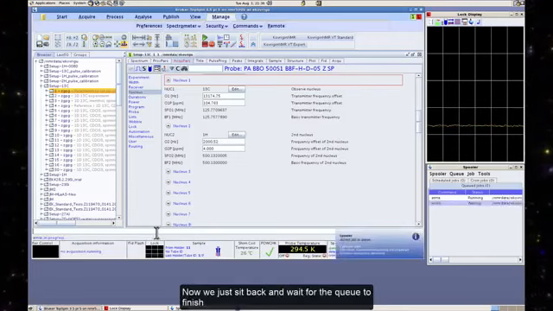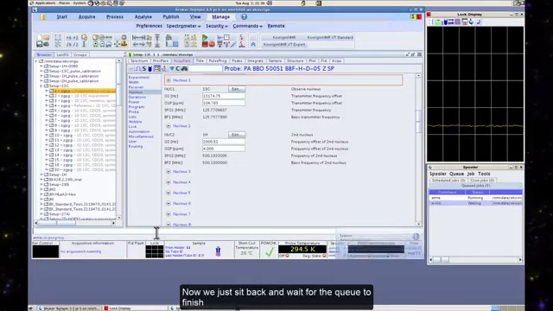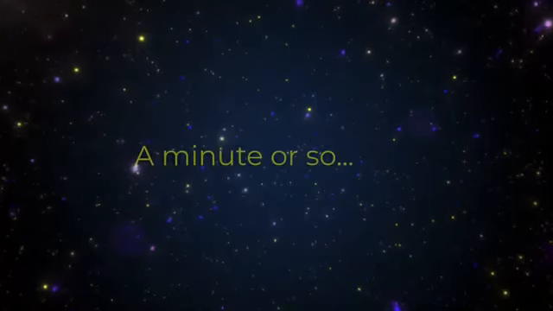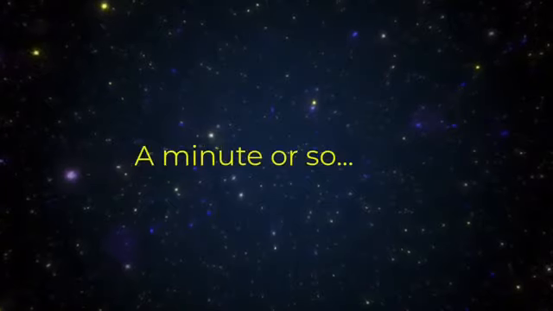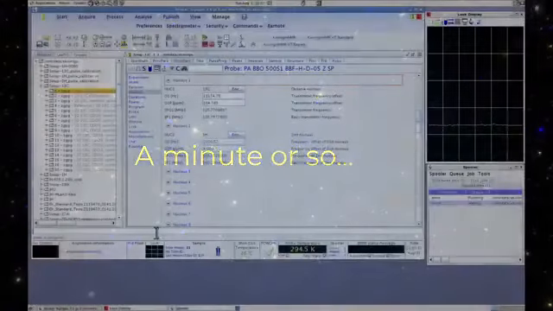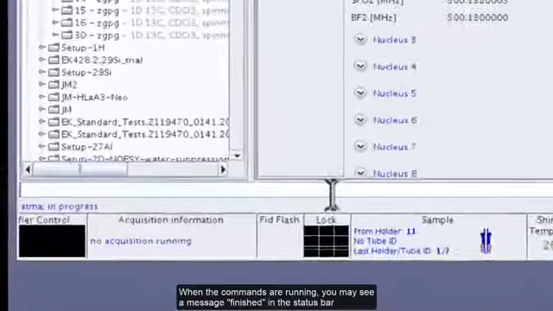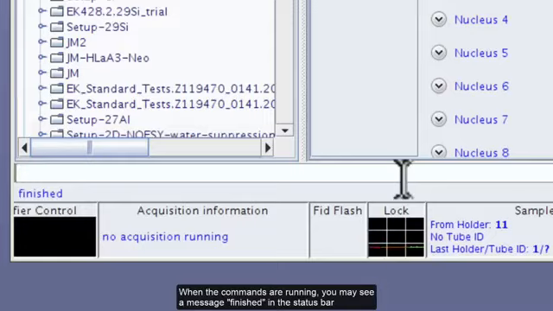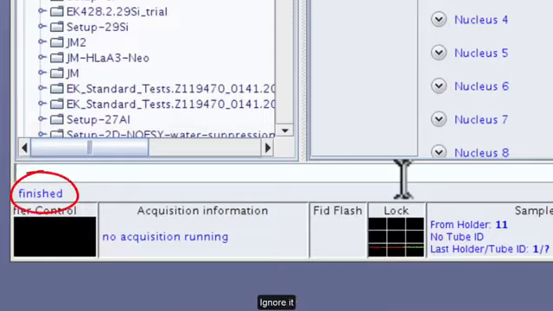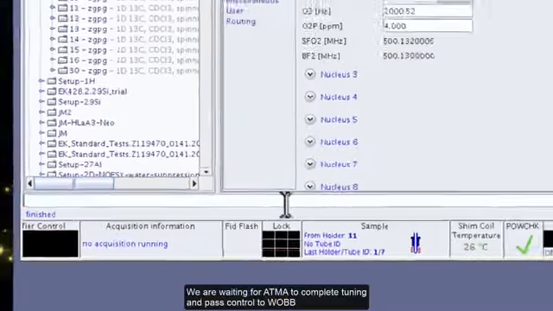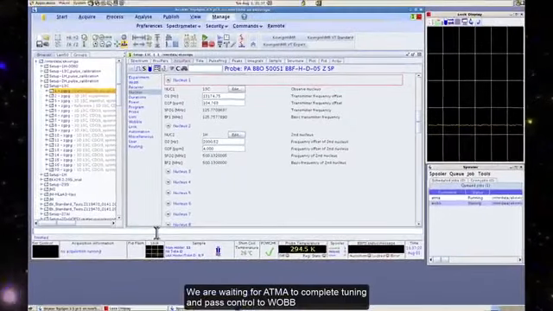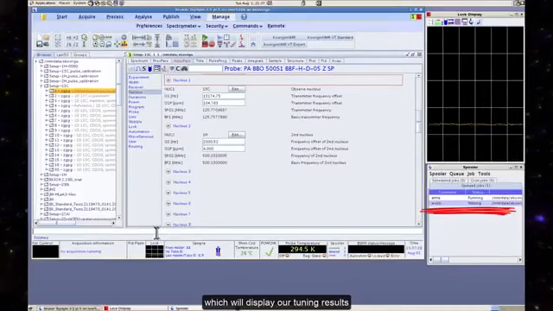Chapter 2, the Bruker AV III NMR spectrometer, an overview. Chapter objective, to provide a high-level understanding of the major hardware and software components that constitute a modern Bruker AV III NMR system and how they work together to conduct an experiment.